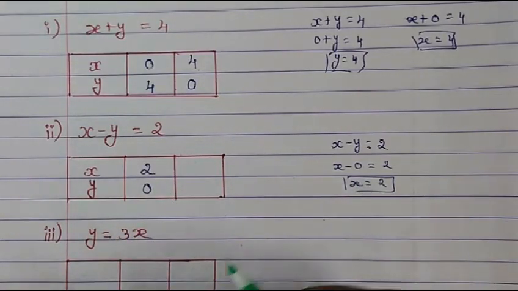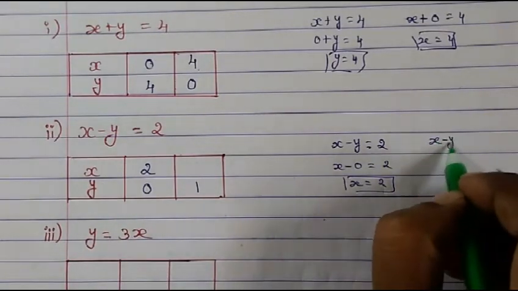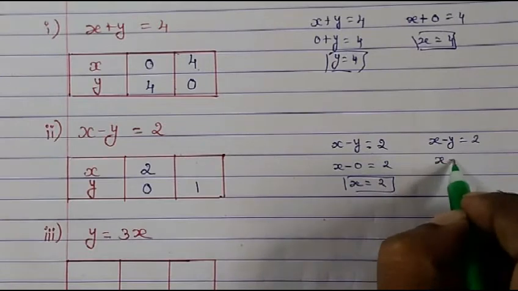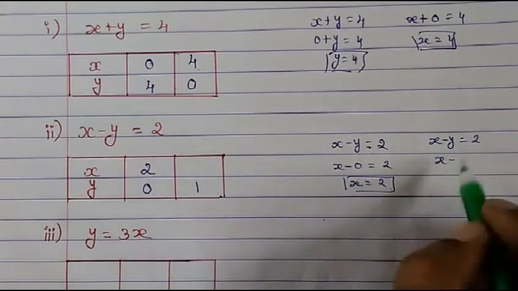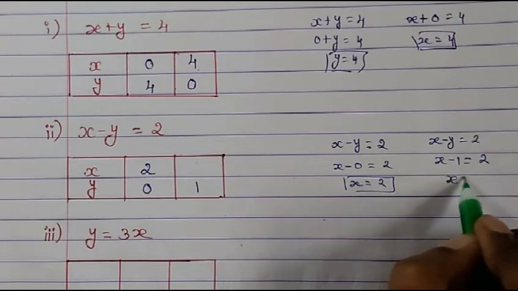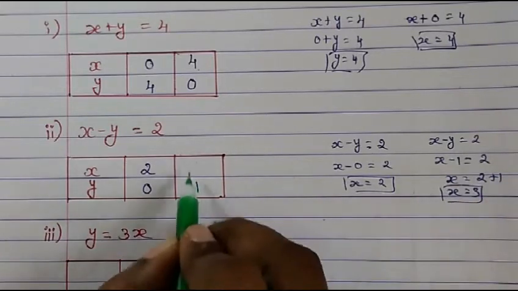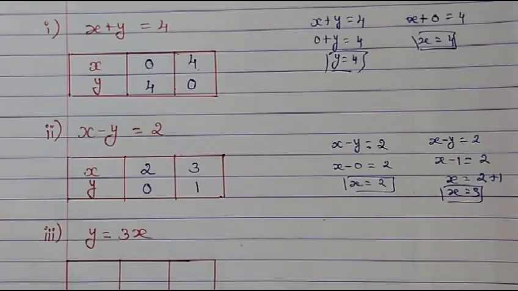So now next, if I am taking y as 1, then x minus y equal to 2 becomes x minus 1 equals 2. So now I keep x here. This minus 1 goes to that side. It will become plus 1. So my x value will be 3. So now let's plot the graph.